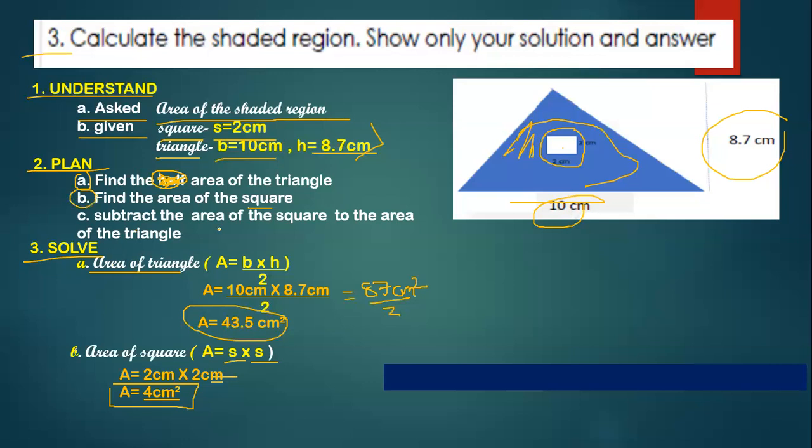Letter C tayo. Subtract the area of the square to the area of triangle. Ibabawas natin. Okay. Area of triangle. Anong area ng triangle? 43.